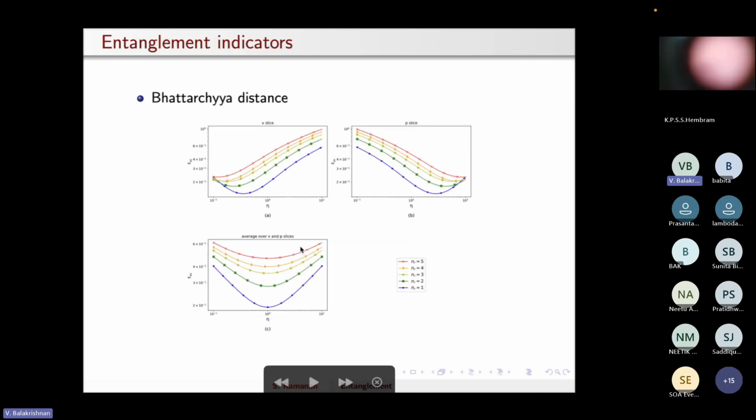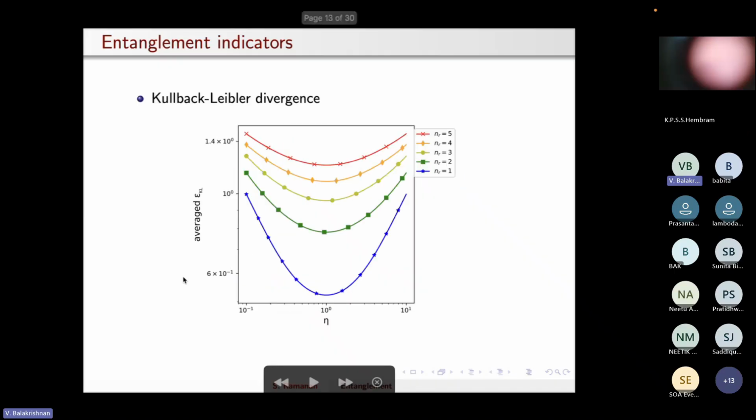So we looked at the Bhattacharya distance as a function of eta. This is the x slice and p slice, but taking an average between them, we get back the symmetric result that you saw for SLE and SVNE. Again, we have the center of mass oscillator in the ground state. As I increase the NR quantum number, the binding energy increases, and so does this entanglement measure, here the epsilon BD, which is the Bhattacharya distance. The same story holds for the Kullback-Leibler divergence.